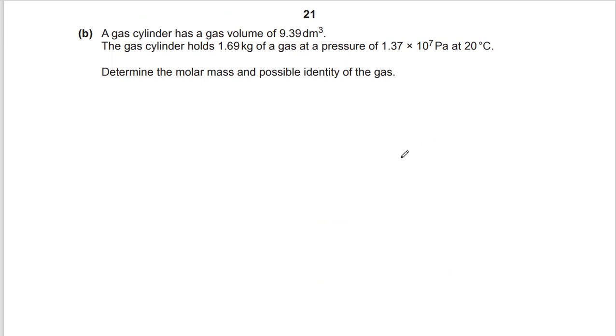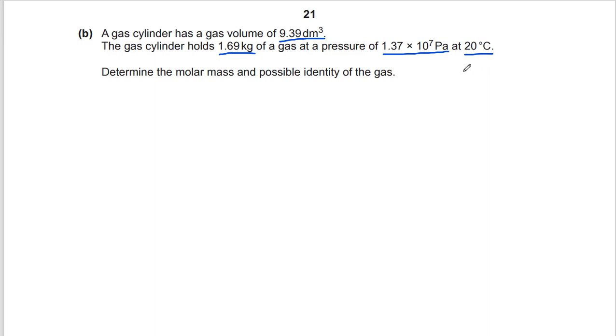The next question then on this paper, going on from the empirical formula: we have a gas cylinder that contains a volume of 9.39 decimeters cubed. We've just underlined the numbers here to highlight them a little. The gas cylinder holds 1.69 kilograms of a gas that we don't know, at a set pressure and temperature.